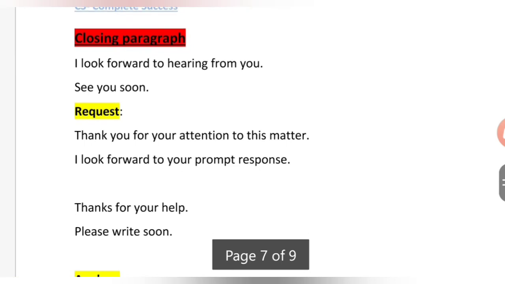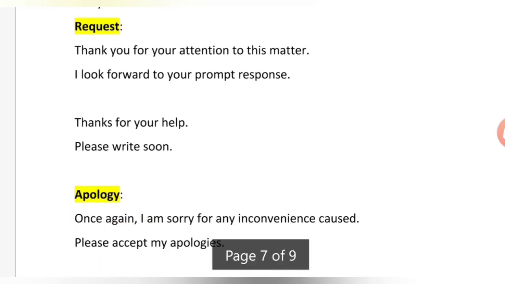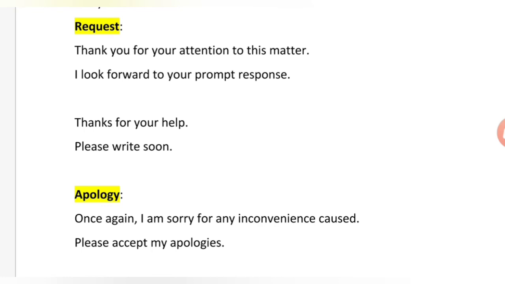Then closing paragraph. The simple way of closing a paragraph is I look forward to hearing from you, that is for formal, and for informal, that is for a friend, you can simply end with see you soon. But there are other ways as well. For request, you can say thank you for your attention to this matter. I look forward to your prompt response. You must remember that here I have written I look forward. You shouldn't write I am looking forward or looking forward. For formal language, I look forward is used.